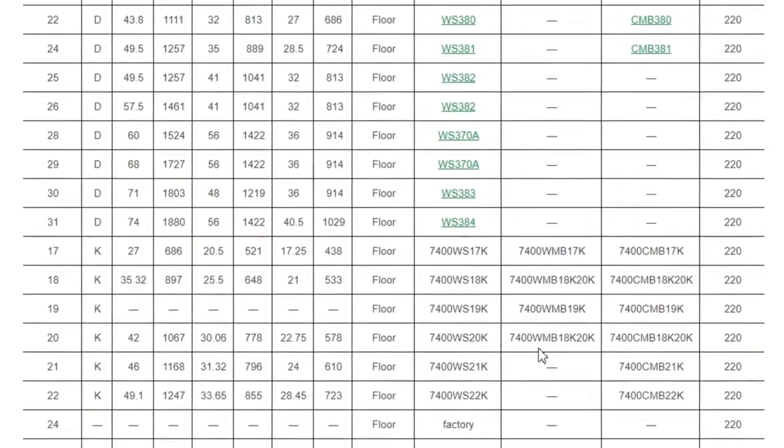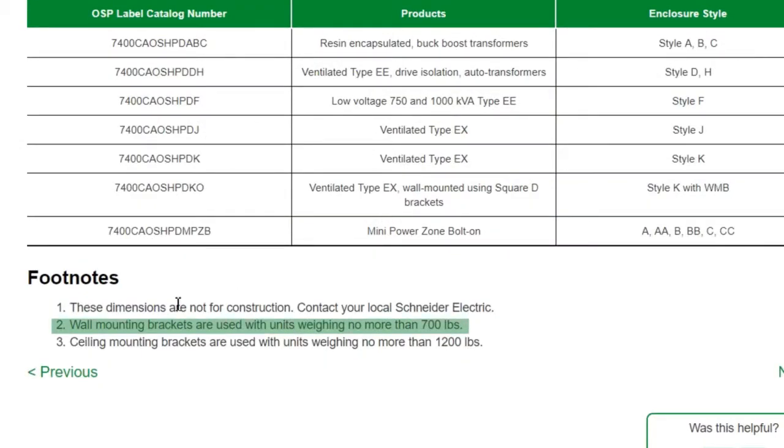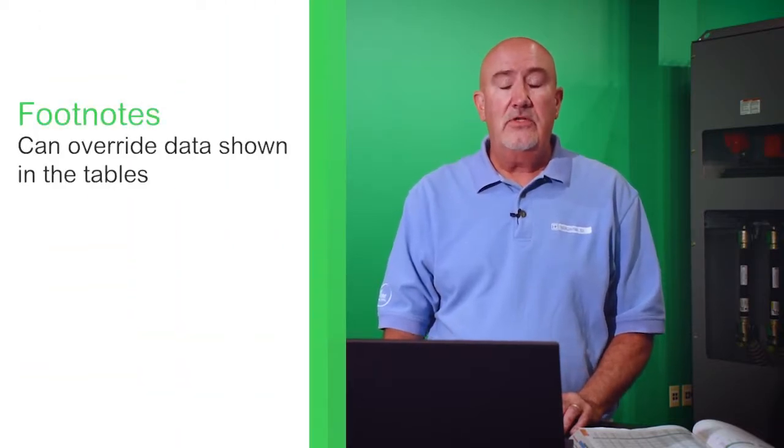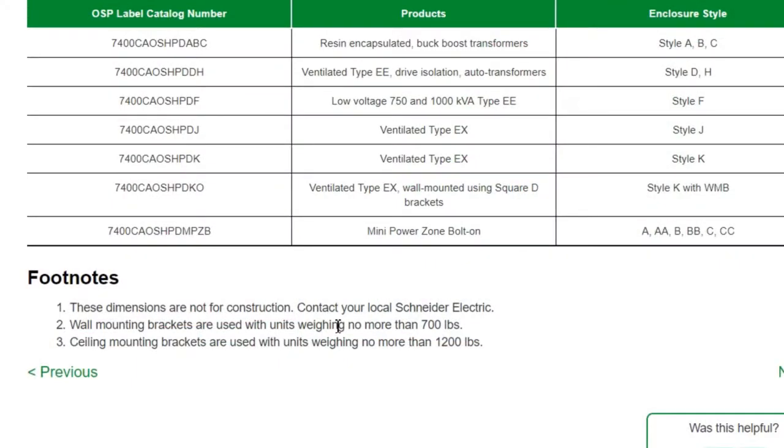this part number here. However, if I click on that footnote, number 2 talks about wall mounting brackets being used with units weighing no more than 700 pounds. That footnote overrides the data that is shown in the table. The footnote says that these dimensions are not for construction, these are just generic weights. It's very possible that transformer may even weigh more than 700 pounds when it is constructed at our factory. So this is a perfect example as to the importance of footnotes.